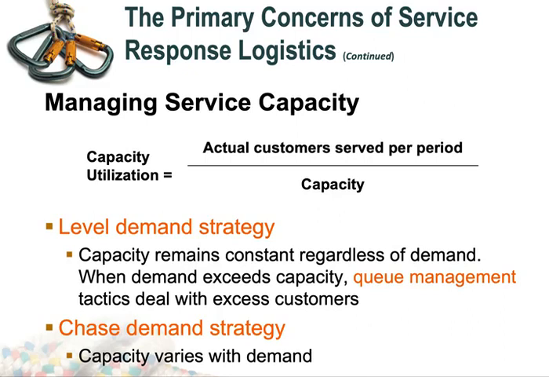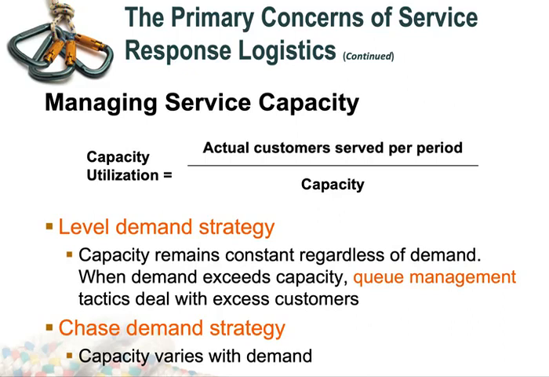And also, we have to look at capacity utilization. This is the comparison between actual customers served per period and the capacity. So the capacity utilization maximum is 100%. It means that the actual customers served per period is equal to the capacity.